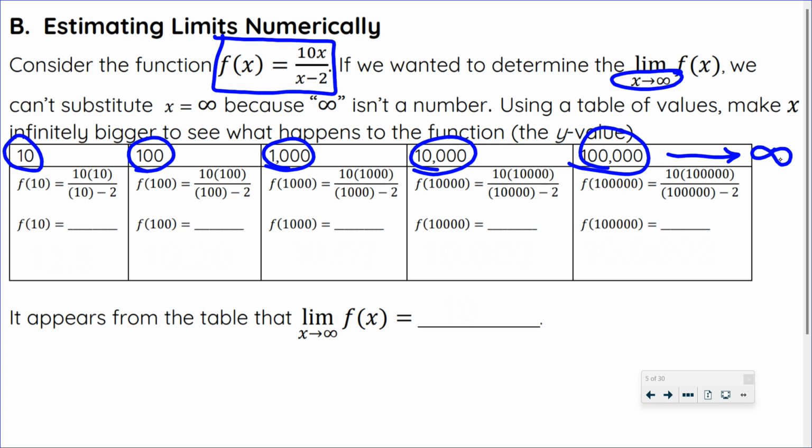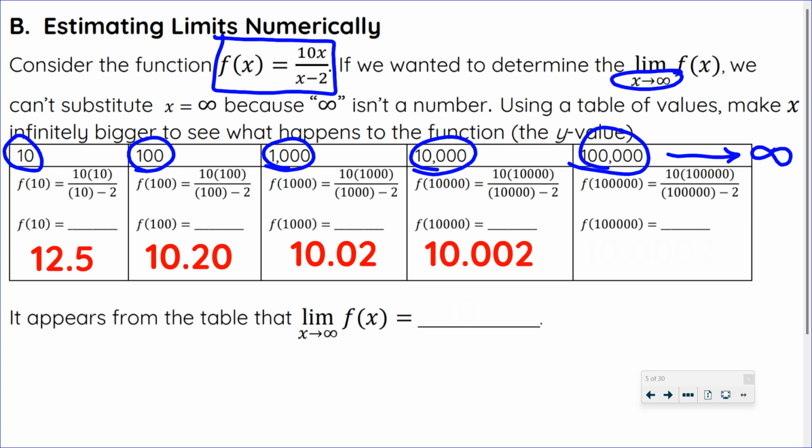So when I substitute 10 into the equation here, I end up getting a value of 12.5. When I sub in 100, I end up getting 10.2. And I keep doing the number crunching for each one of these numbers. So I can see that x is approaching infinity and the y value itself is approaching a value of 10. So I know that the limit is 10.